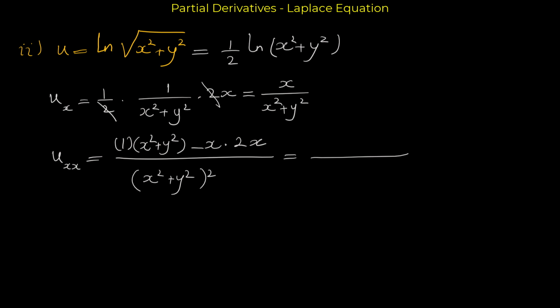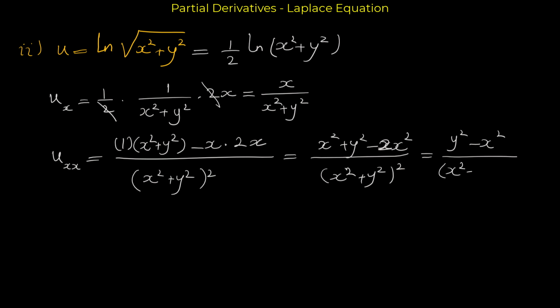We can simplify this. If you pay attention, the numerator is x to the 2 plus y to the 2 minus 2x to the 2. So x2 plus y2 minus 2x2, over x2 plus y2 all to the 2. This would be y squared minus x squared over x2 plus y2 to the 2. The second order partial derivative of this given function with respect to x is y2 minus x2 over x2 plus y2 to the 2.